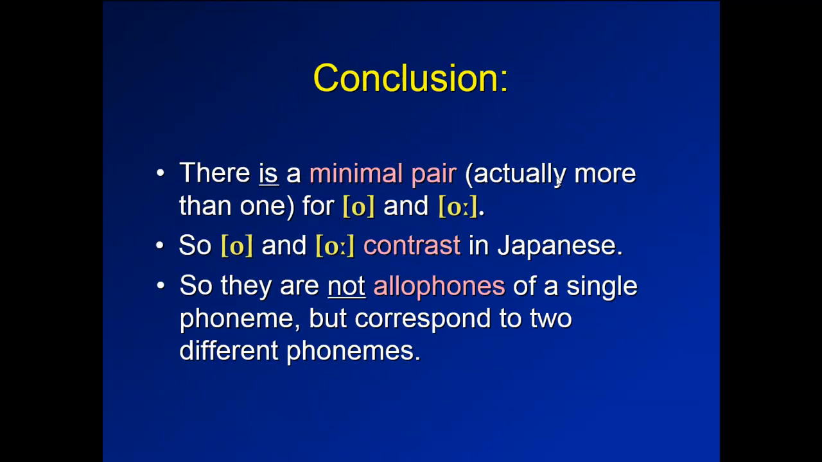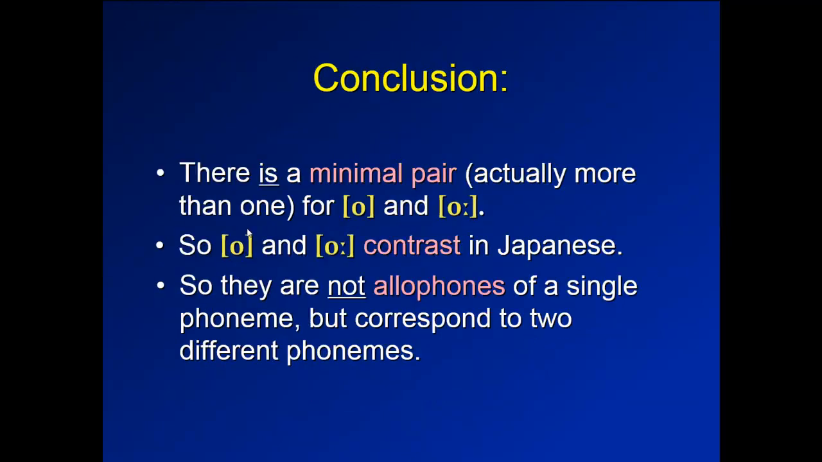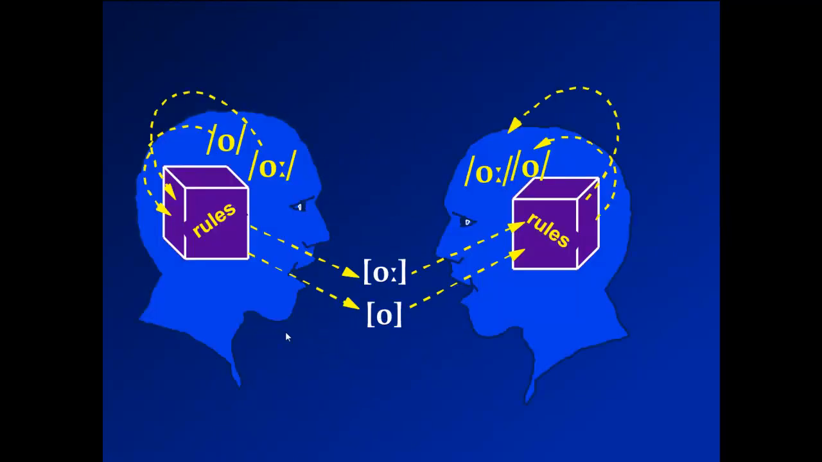Now, there is a minimal pair, actually more than one minimal pair for O and O. If we go back here, let's talk about examples of words. We can say that in fact the two sounds are found in what we call minimal pairs. So in fact O and O contrast in Japanese, so they are not allophones of a single phoneme but correspond to two different phonemes. Okay.